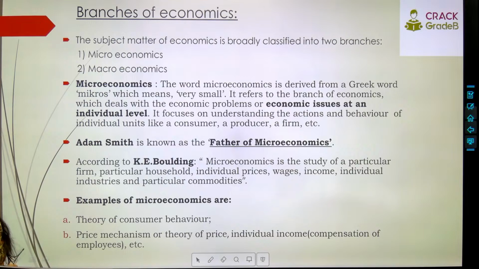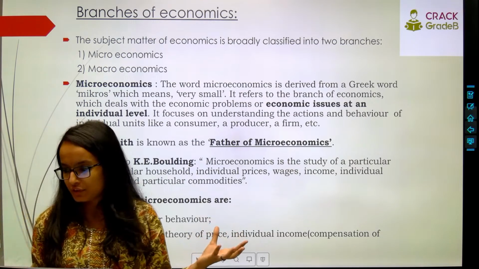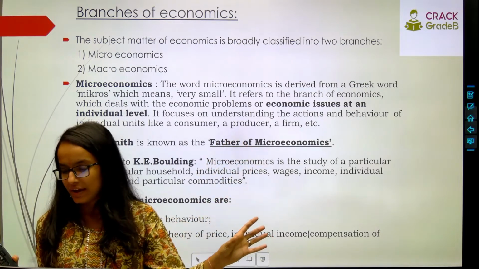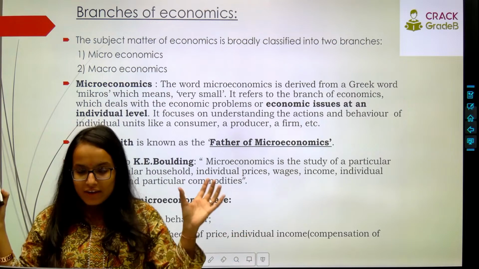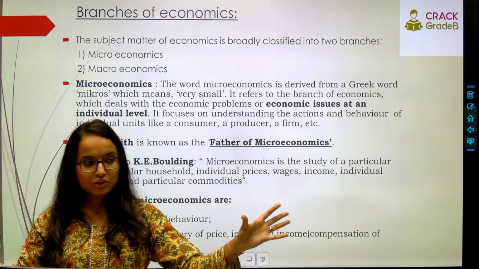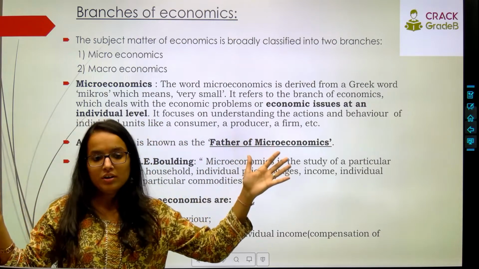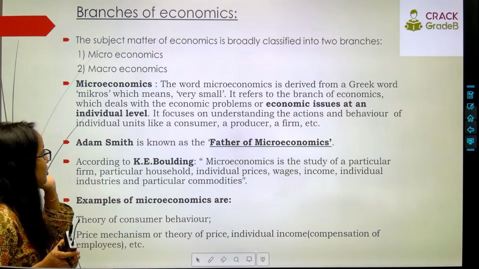Moving ahead, broadly there are 2 branches of economics. In economics, we have something called microeconomics and we have something called macroeconomics. So every subject matter of economics is broadly divided into these 2 branches. First is microeconomics, second is macroeconomics.